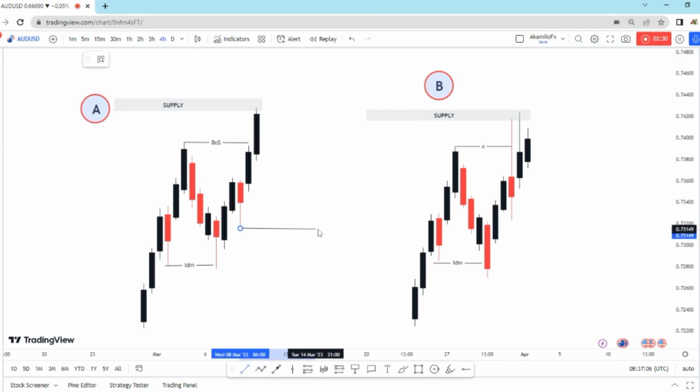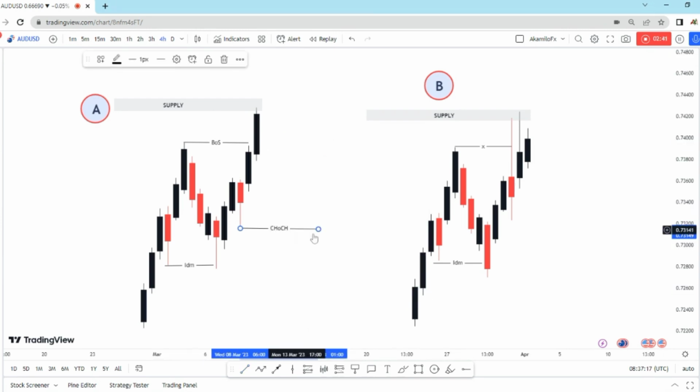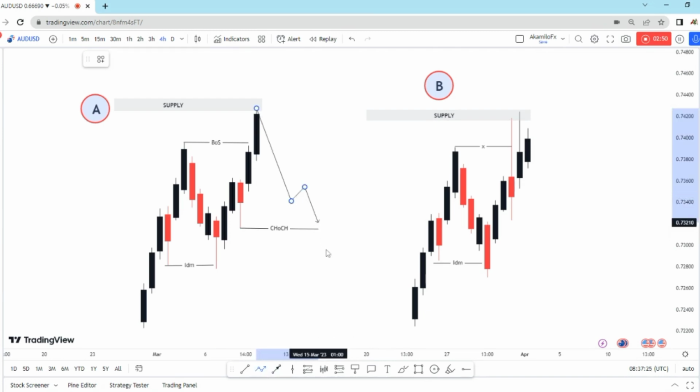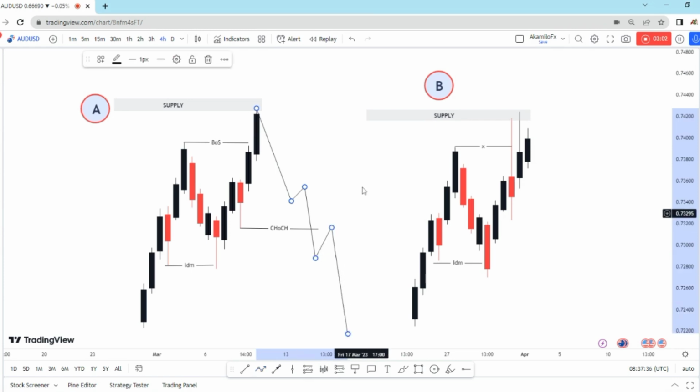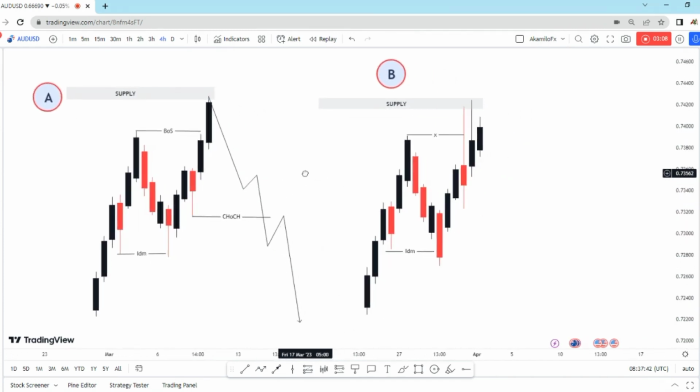Now this will be our change of character. Our change of character will now be at this pullback. So price taps into supply, we wait for price to come back and then break this particular low. Candles stay closed beneath it, and then we continue the sell. So if price taps into a supply, our inducement will now be a change of character.